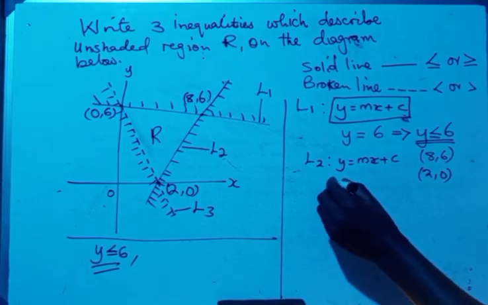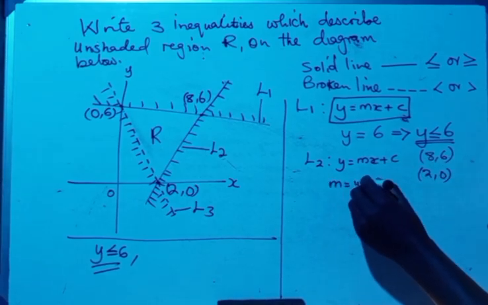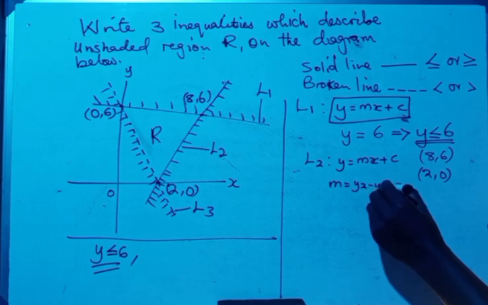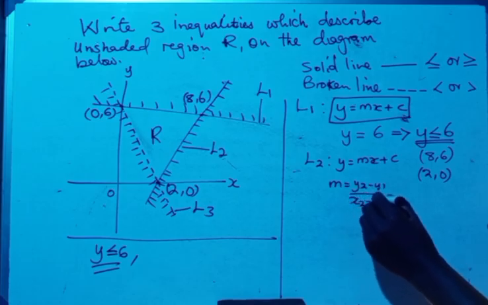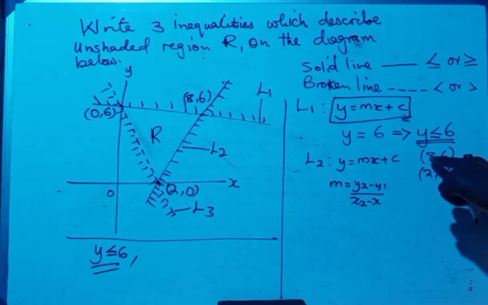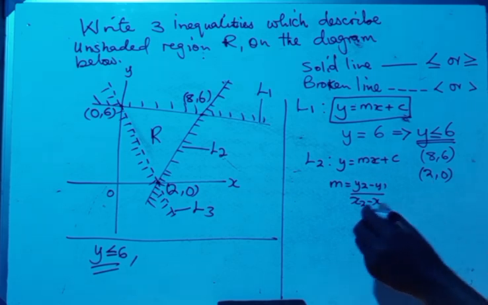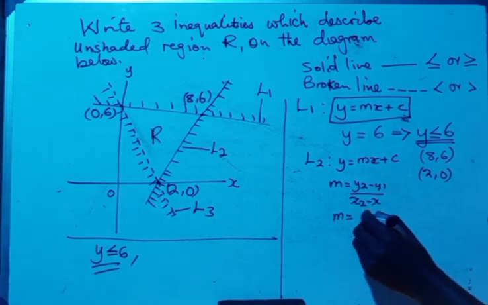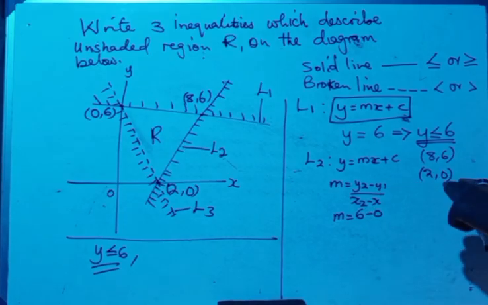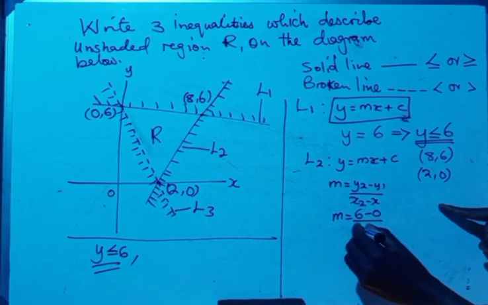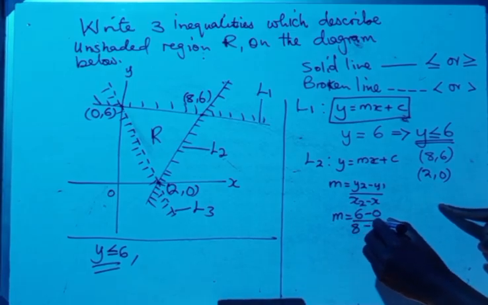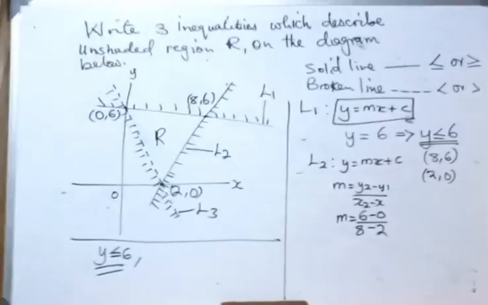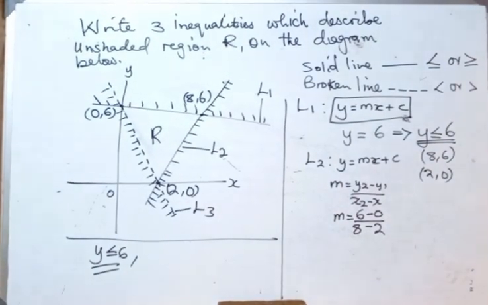So we find m. How do we find m? m equals y2 minus y1 over x2 minus x1. In this case, I will name the 8,6 as my second coordinate and this one as my first one. Meaning, the y2 is 6, the y1 is 0, the x2 is 8, the x1 is 2. So we move.